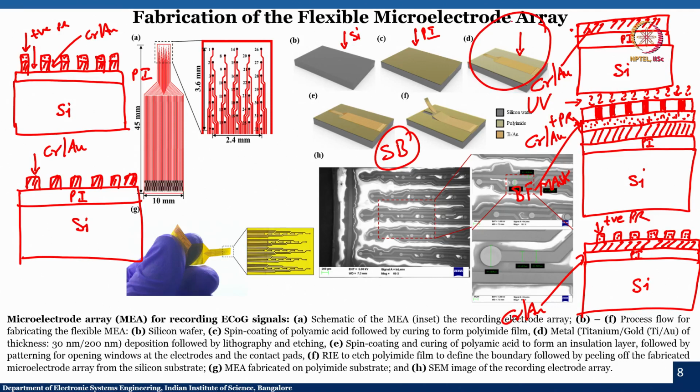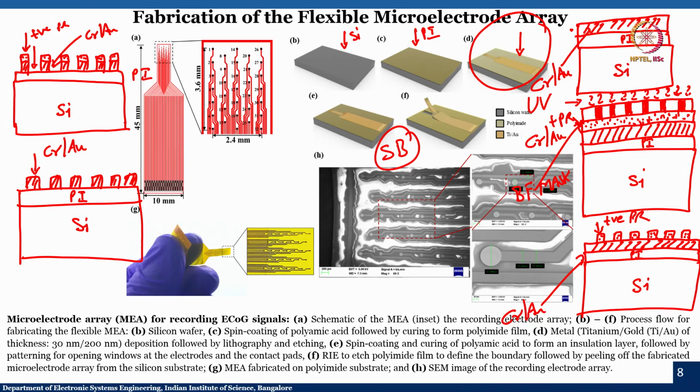Alright, this is a process to pattern the chrome gold onto your PI. Now, instead of chrome we are using titanium, it also works equally well, right. It is used for improving the adhesion of the gold onto the substrate, because if you deposit gold directly it may not have a better adhesion.